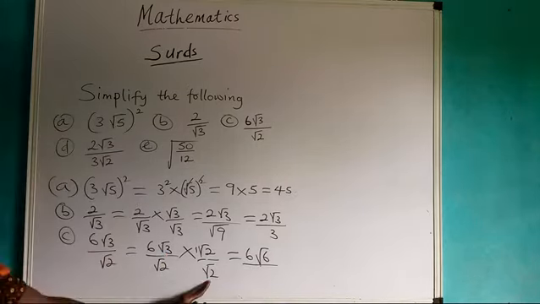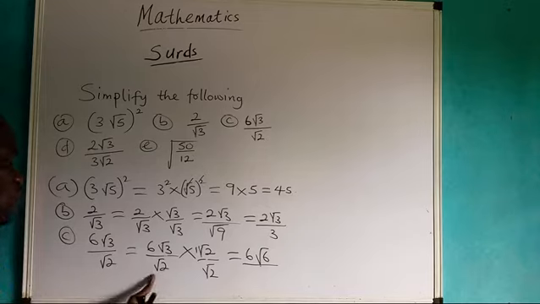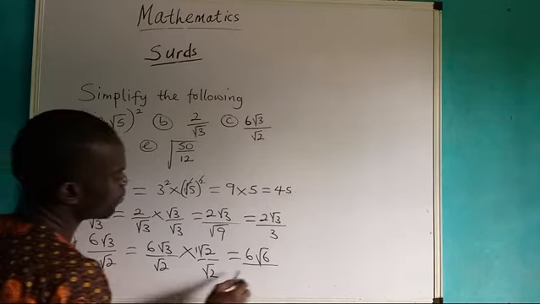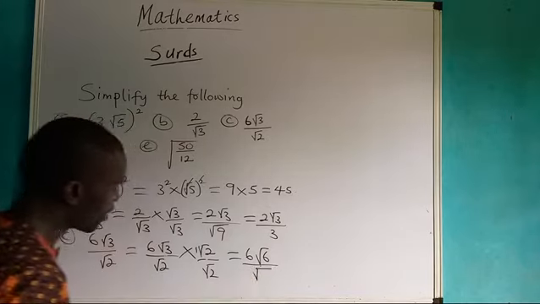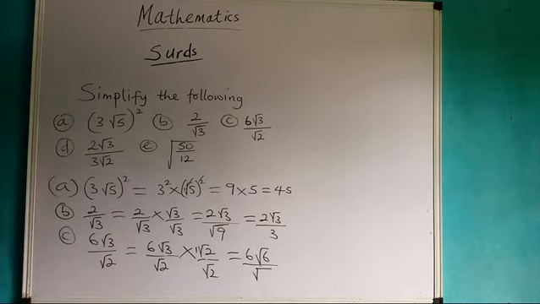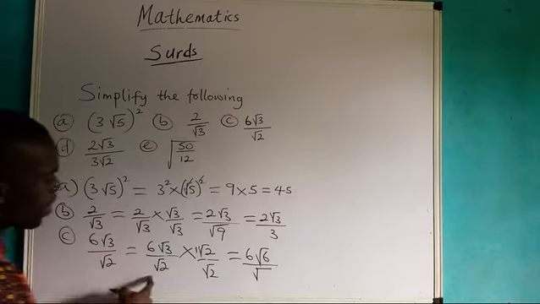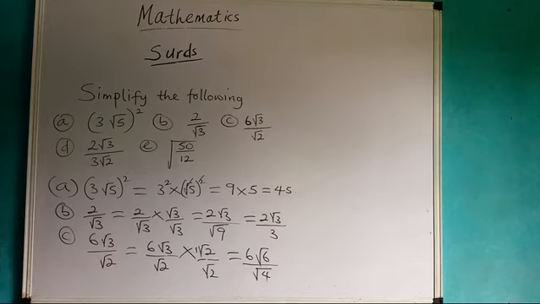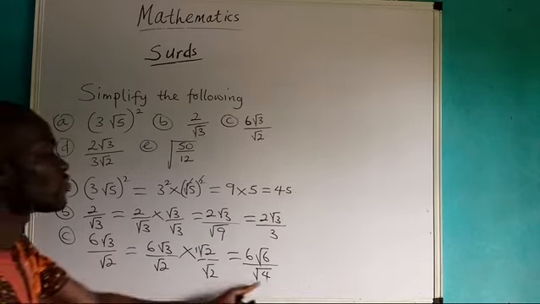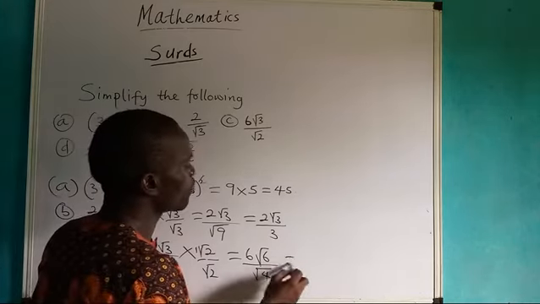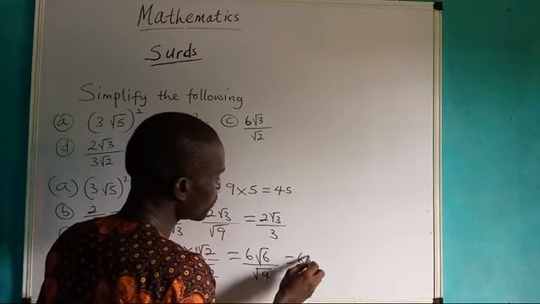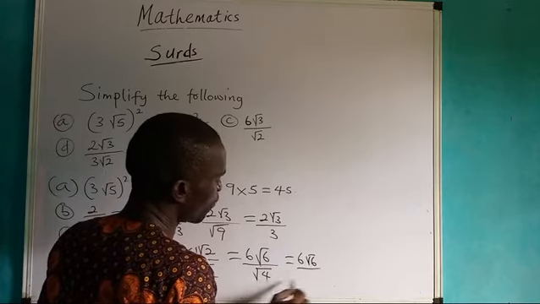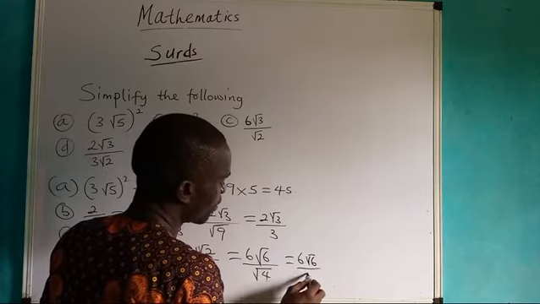Now for the denominator we have a common surd. Root 2 and root 2 are common. Therefore it will produce a rational number, or a perfect square. For this one, I will have root 4. Don't forget that all perfect squares are rational numbers, and root 4 is going to be 2. Therefore, I will have 6 root 6 all over 2.